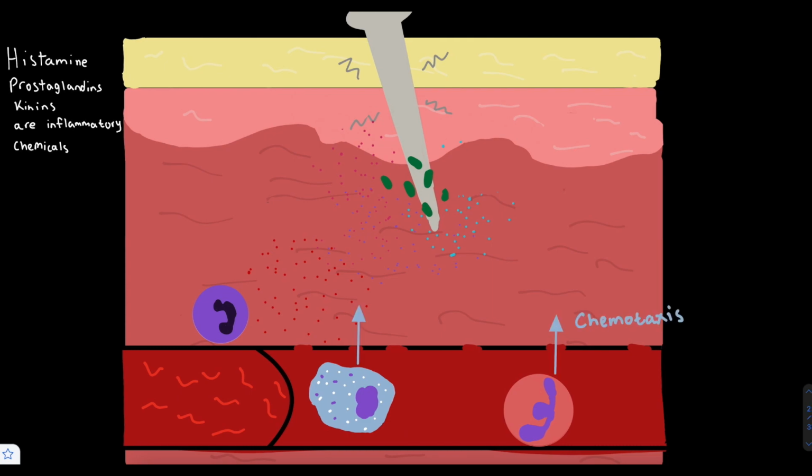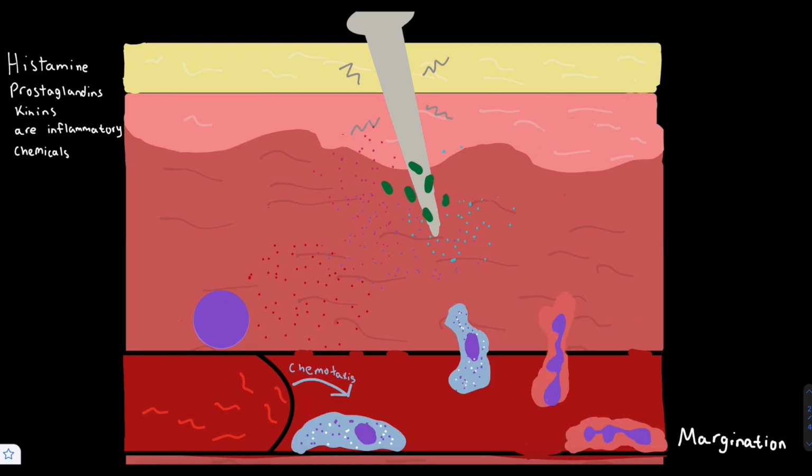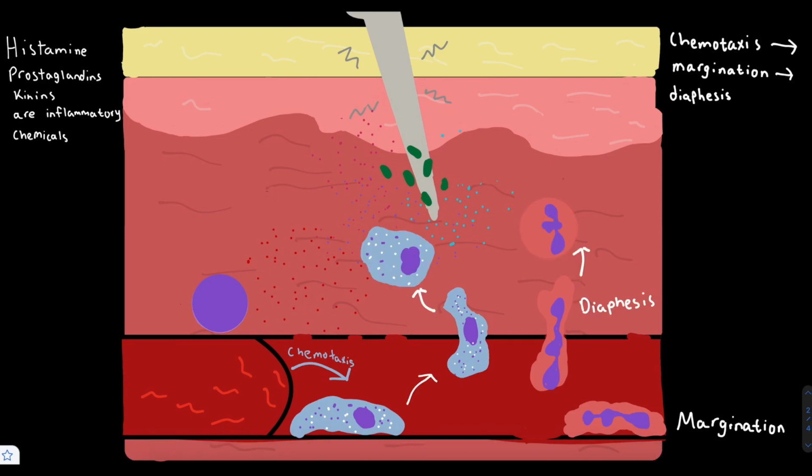Chemotaxis, which is a directional migration of white blood cells due to the inflammatory chemicals, will be initiated, as well as margination, which is the process of leukocytes adhering to the vessel wall due to cell adhesion molecules known as selectins. The leukocytes will then perform diapedesis, which is the process of leukocytes squeezing through the endothelial cells. They are able to do this due to increased capillary permeability. At this point in time, our leukocytes have entered the site of injury and perform phagocytosis.